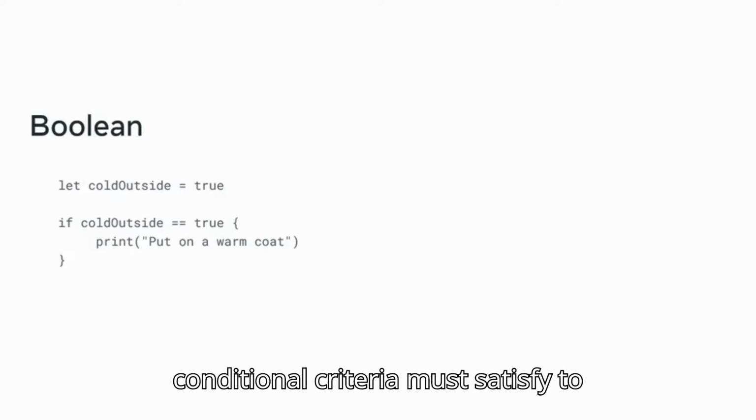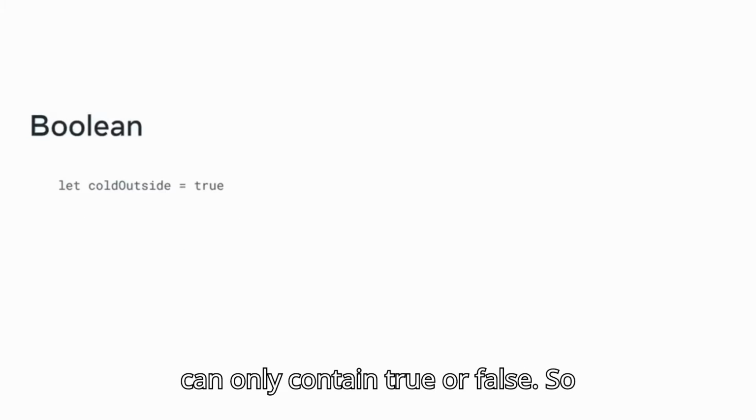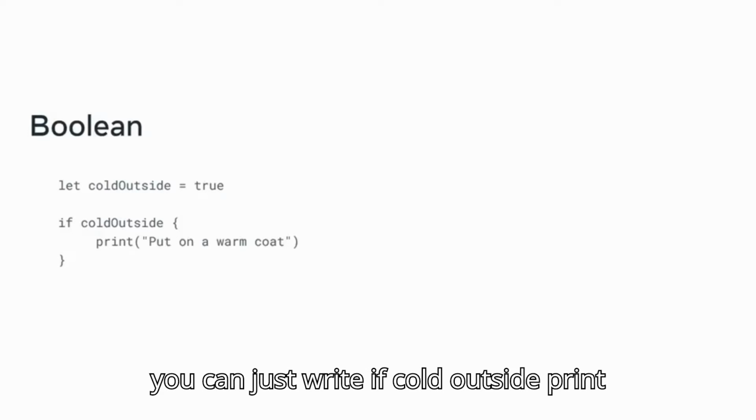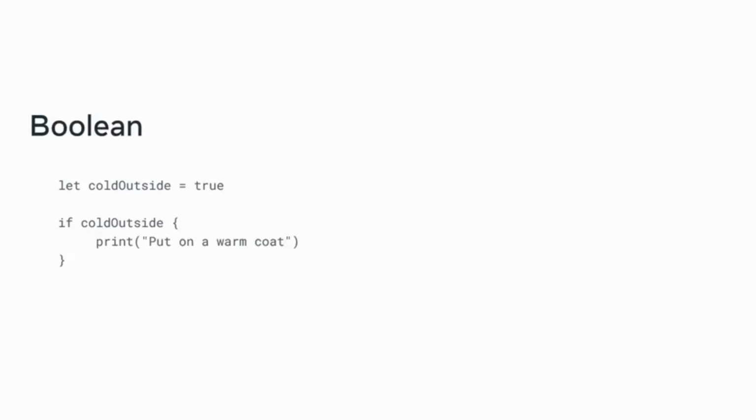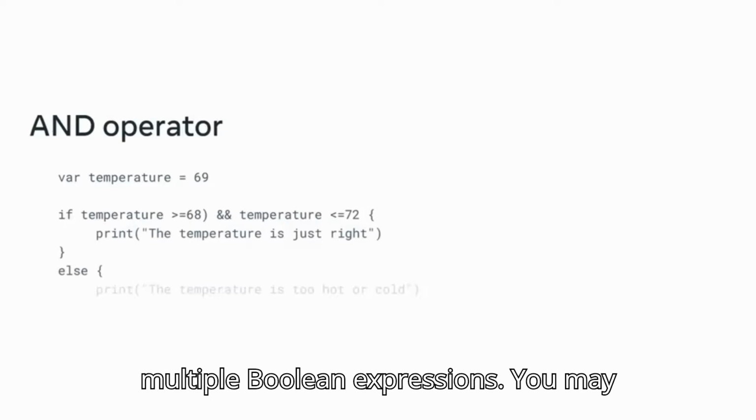This is because both conditional criteria must satisfy to either true or false, and Boolean values can only contain true or false. So you can just write if cold outside, print, put on a warm coat. Next, you can use the logical AND operator to combine multiple Boolean expressions.